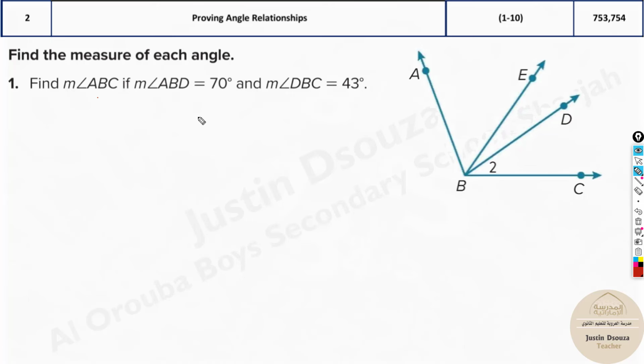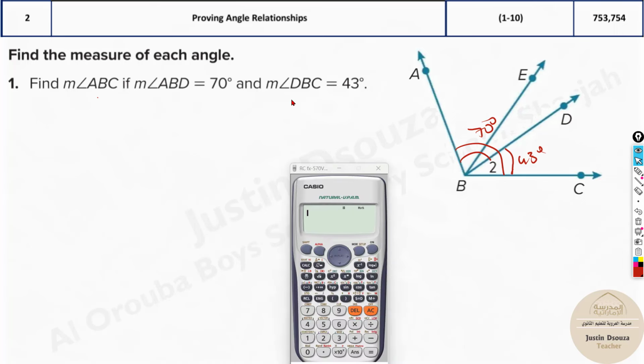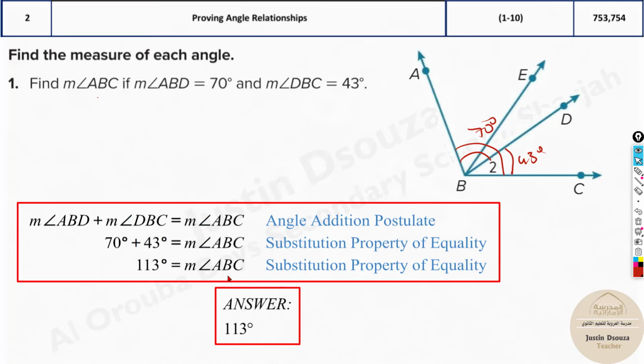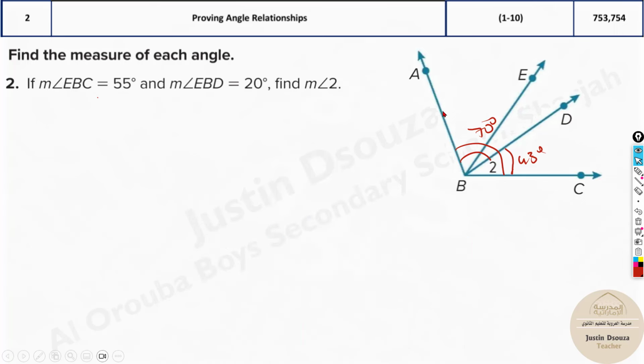See, the measure of ABC is unknown. The total measure is unknown. But you know that ABD, this much, is 70 degrees. And DBC, the measure of angle 2, is 43 degrees. So how would you find the total measure? Let's take our calculators. All you do is add them up. 70 is so much, right? And the remaining is 43. Add it up, 70 plus 43. You get the total. It's 103, the final answer. That's it. Similarly, we can do the next one.